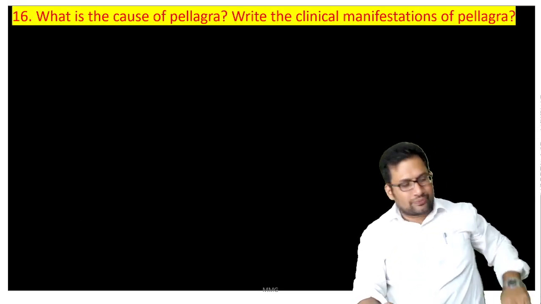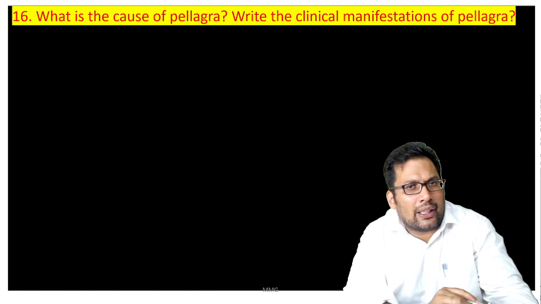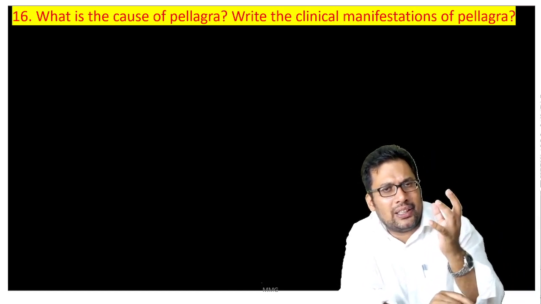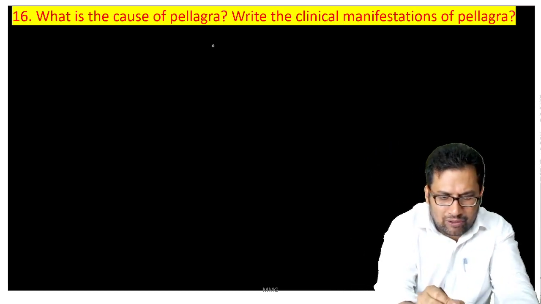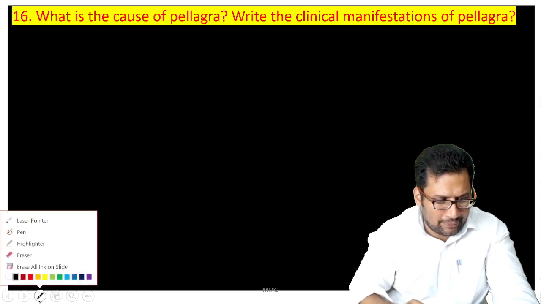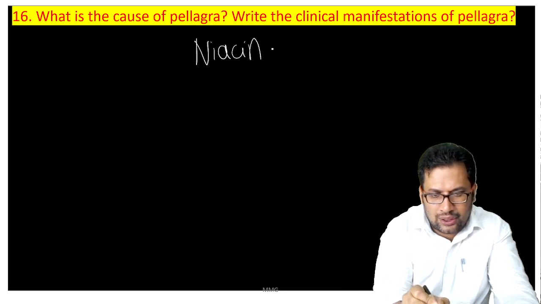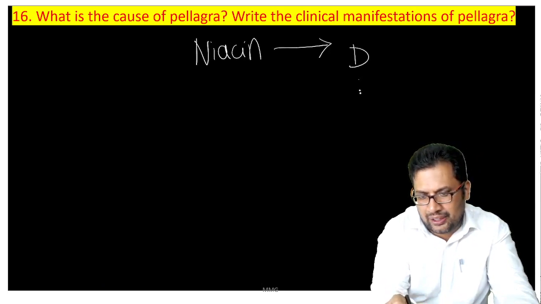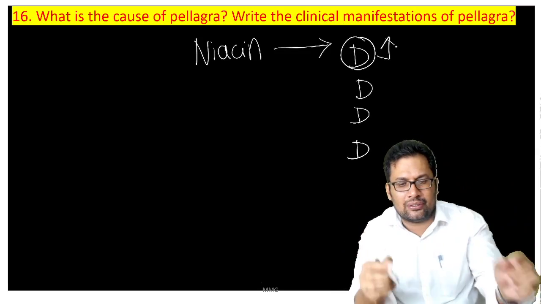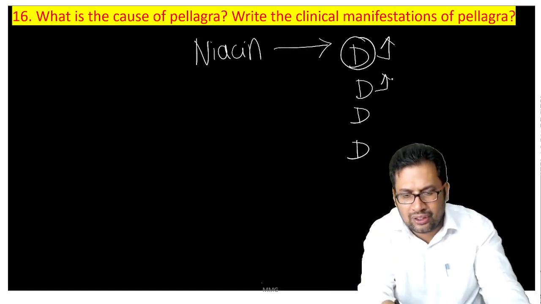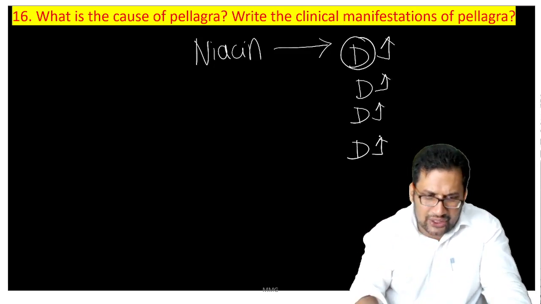Question number 16. What is pellagra? Write the clinical manifestations of pellagra. Pellagra is because of vitamin B3 deficiency, that is niacin deficiency. It is characterized by 3 Ds, sometimes 4 Ds also. D for dementia, D for dermatitis, D for diarrhea, D for death.